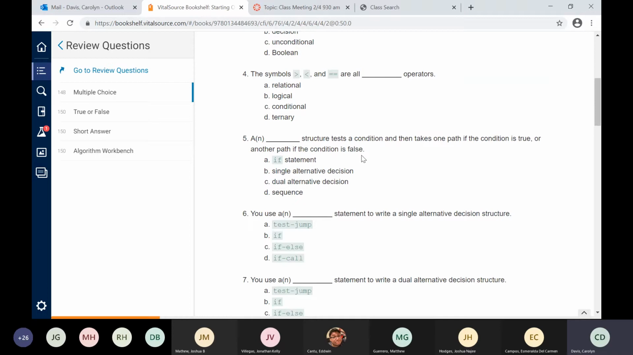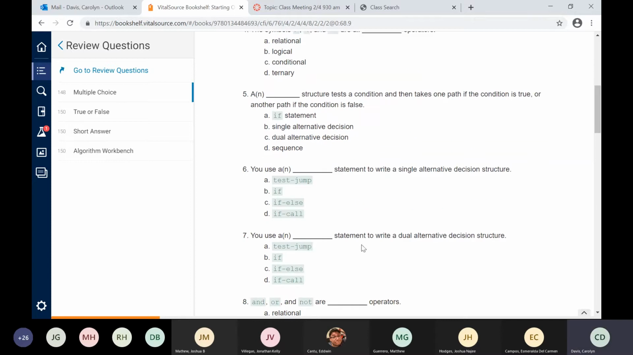6. Use what kind of statement to write a single alternative if structure? If. And then what kind do you use for a dual alternative? If else. 6B, 7C.